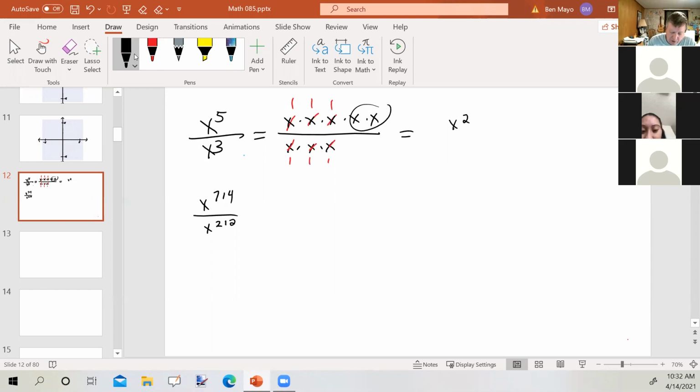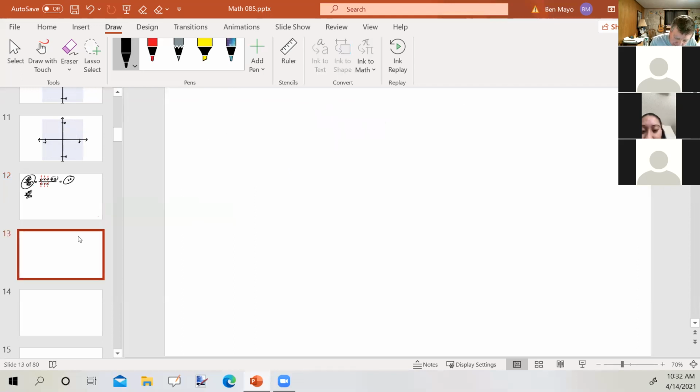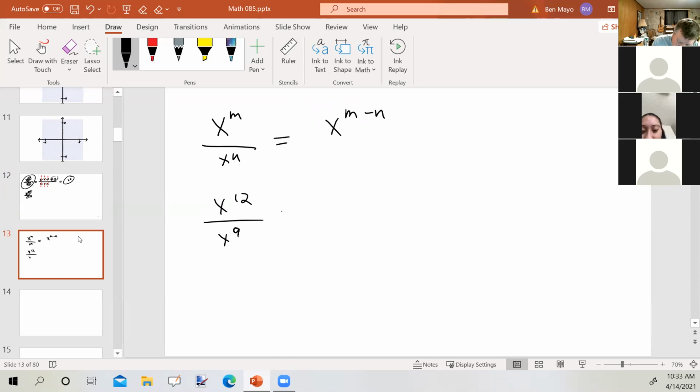So instead, let's look for a shortcut, a rule. And the rule is this. To get from here to here, we take the base raised to this power minus that power. So in general, if I have x to the m divided by x to the n, this becomes x to the m minus n. So x to the 12th divided by x to the 9th would be x to the 12 minus 9 power, or x cubed.